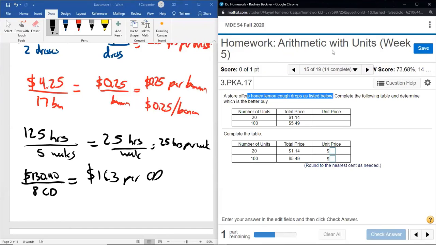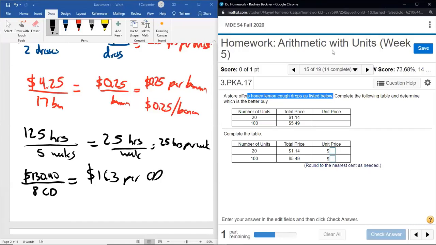Ah, this is that protein problem we did in class, but just a little different, a little simpler. No per serving and all that jazz. It just gives you the total all together. So a total price of $1.14 gets you 20 cough drops, or $5.49 gets you 100 cough drops.